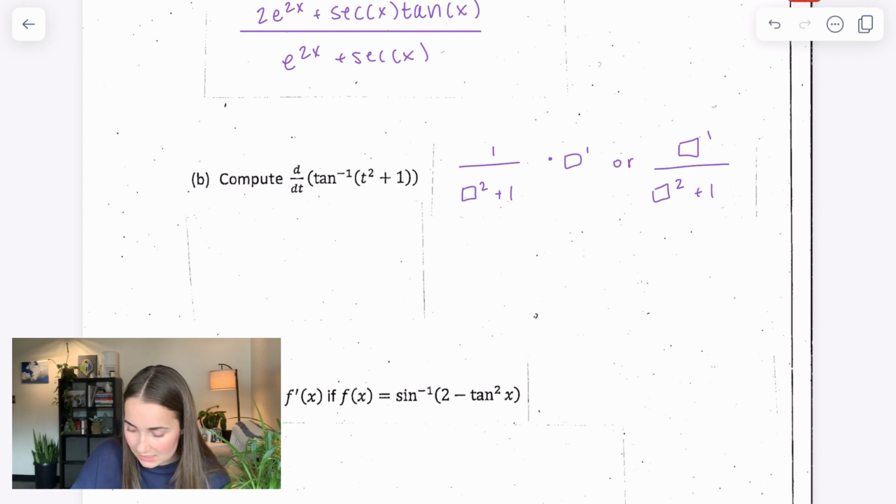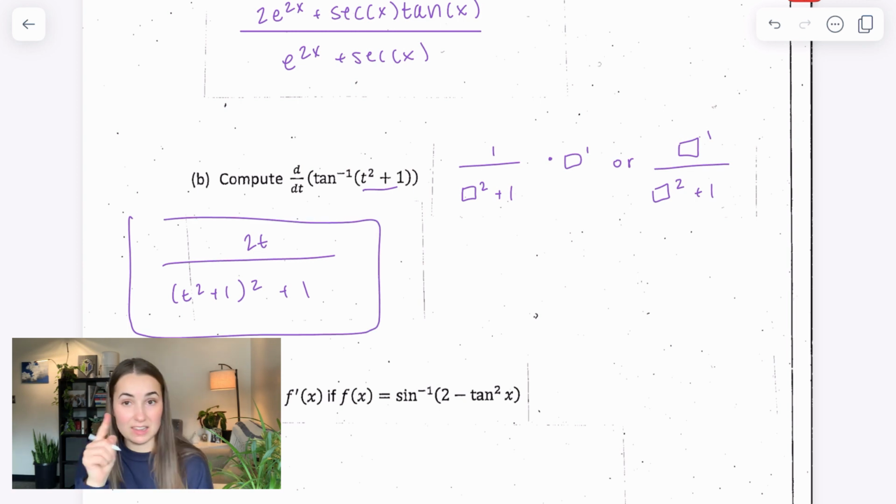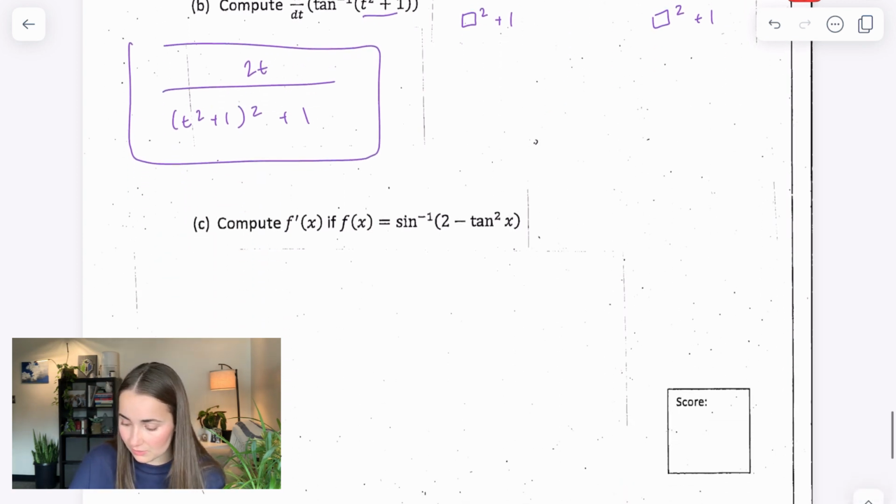So if I do that, I take the derivative of the inside, which is going to be 2t, and I divide it by the inside, t squared plus 1, quantity squared, plus 1. And that is our answer. Again, take the lazy way out. Don't simplify it. We can do the same thing with the inverse sine.